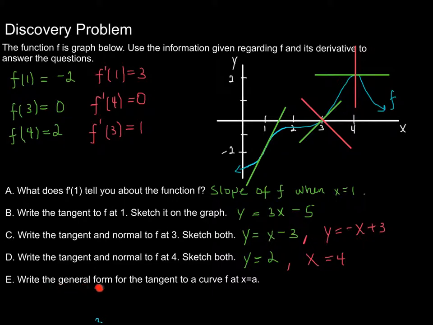And so this should allow you to write the general form for the tangent to a curve at any point. And you should be able to incorporate the derivative in writing that general form. So if you didn't already, go ahead and try that now that you've seen some of the solutions. And then in a second, we'll take a look at the correct definition.